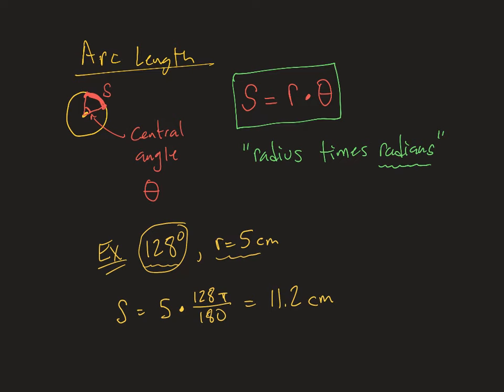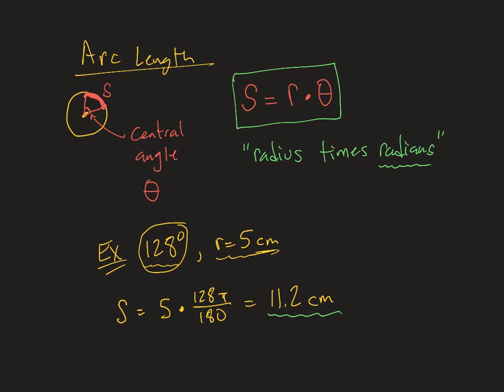Just realize that arc length is measured in the same linear units that a radius is measured. And so whatever the units are for the radius, that's what you're going to use for the arc length. I did radius times radians, cranked it out on my calculator, came out to 11.2 centimeters. And that's all it is for arc length. Radius times radians. Just make sure that your angle is measured in radians before you multiply.